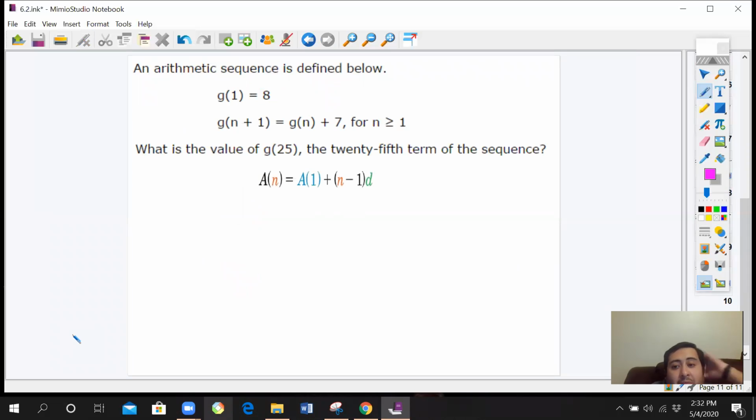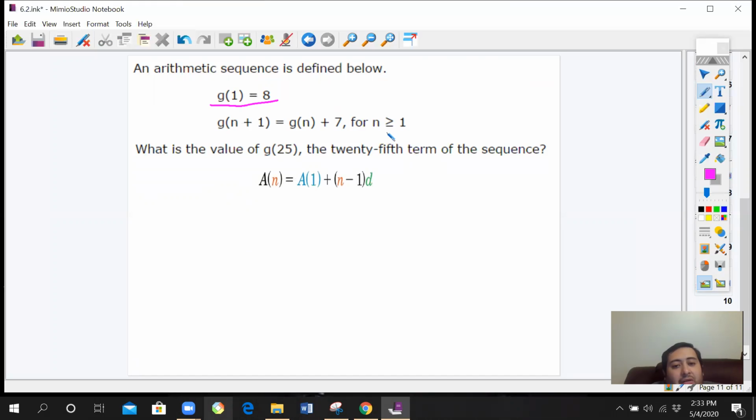All right, let's work one more. An arithmetic sequence is defined below. Your first term is 8, and G of n plus 1 is going to give us Gn plus 7, for every n bigger than or equal to 1. All right. What is the value of the term G25, which is the 25th term?